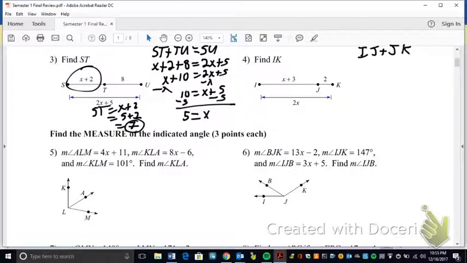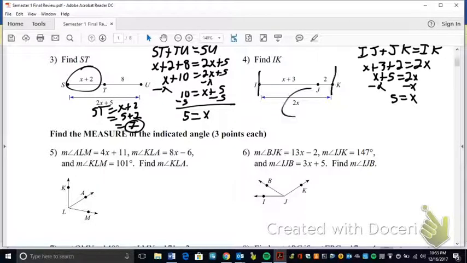Number 4, IJ plus JK equals IK. Then we want to plug in our lengths. x plus 3 plus 2 equals 2x. x plus 5 equals 2x. Subtract x from both sides. We get 5 equals x. So we're looking for IK, that's the big one.